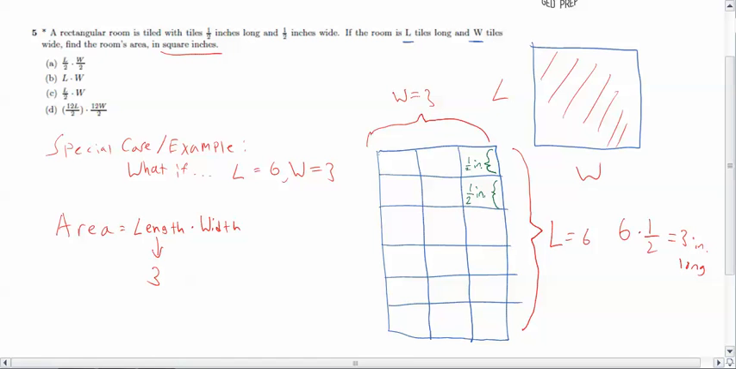Now let's do the width. Again, each square contributes 1/2 inch of width. And so for width, we have 3 times 1/2, which is just 3/2 of an inch long. And so we take 3, multiply it by 3/2, and 3 multiplies by the 3, and so we get 9/2.